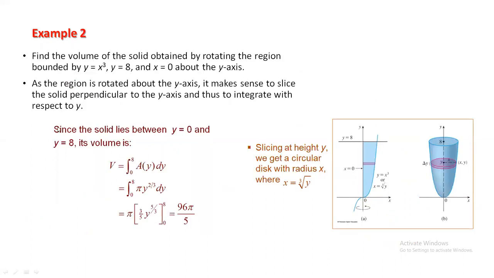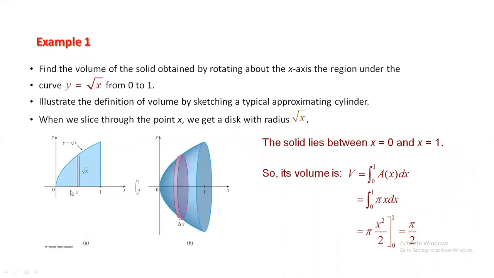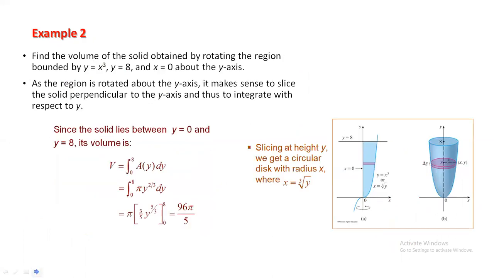Now, example 2. The first example is having a horizontal axis of rotation. This one is having a vertical axis of rotation. This time, it's the y-axis. Okay, you see this one. Find the volume of the solid obtained by rotating the region bounded by, so what is this region? It's bounded by this line, y equal to 8, and y equal to x cubed. This is the curve.